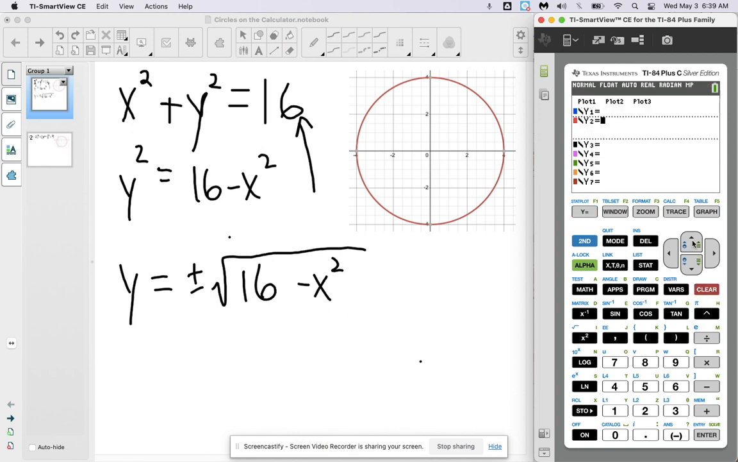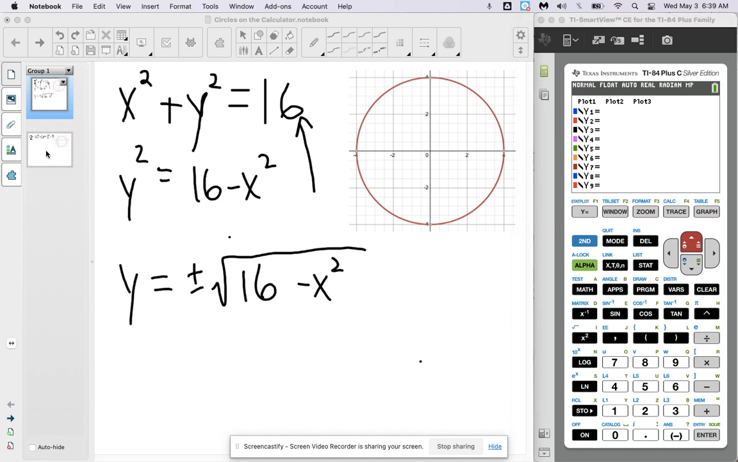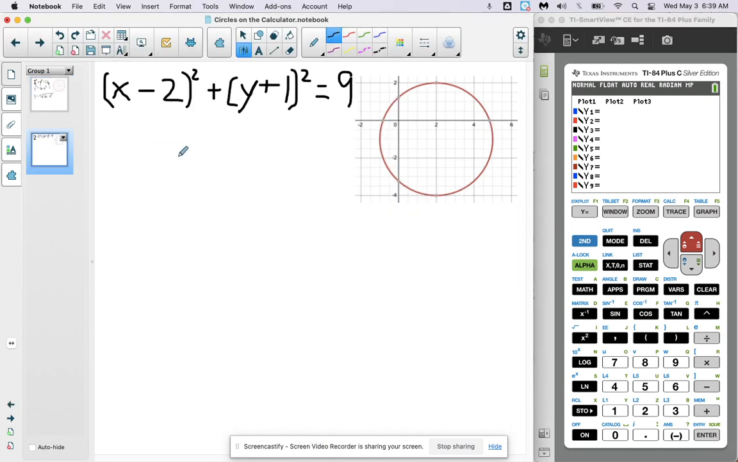Similarly to that example, let's look at an example of a circle that's not centered at the origin. Instead of being centered at the origin, this circle is centered at the point (2, -1). It has a radius of 3 thanks to this 9 over here. So we know that our r is going to be 3. And we're going to solve this using the square root method.